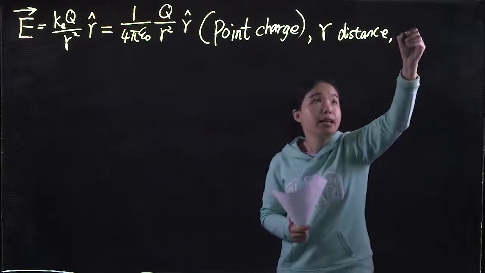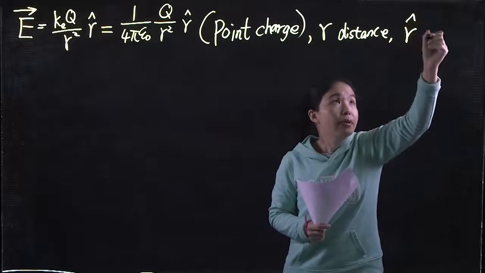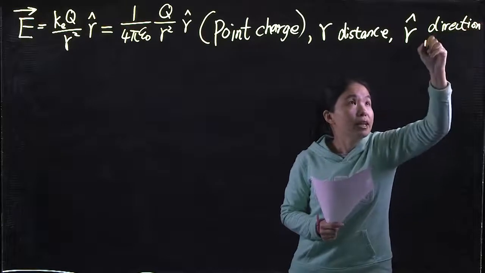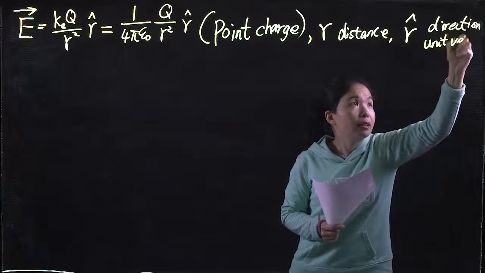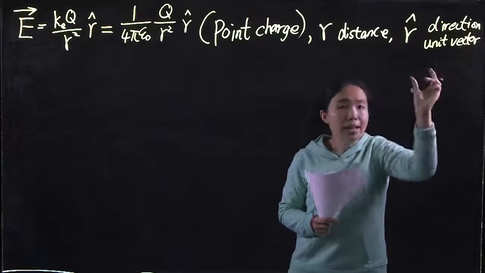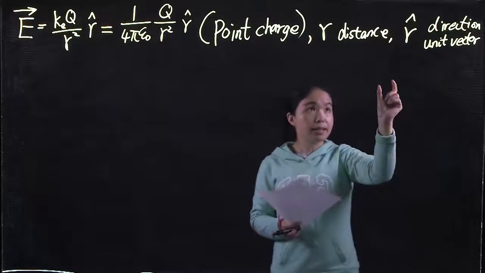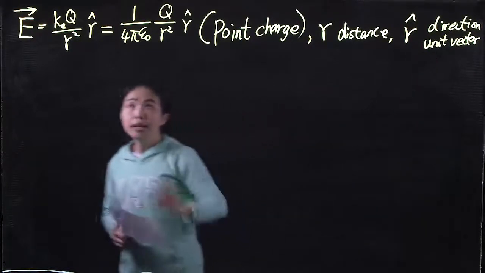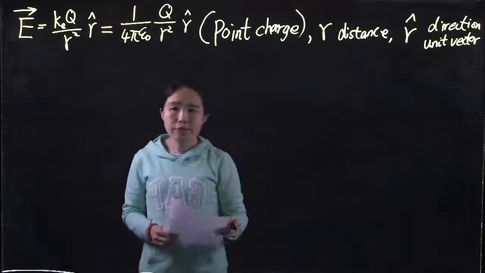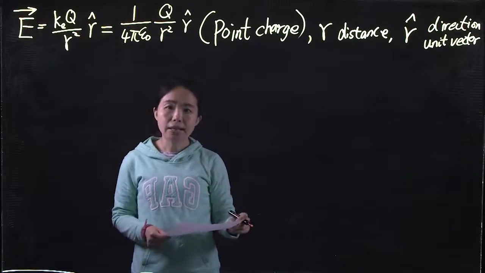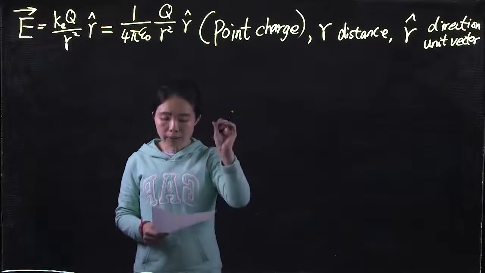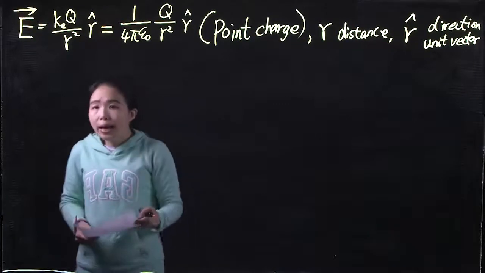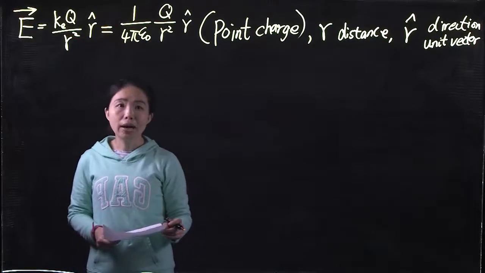R is the distance, and this R cap only represents the direction. That is a unit vector which has no length, or you can say it has a unit length equal to 1, and it only points in the direction. Okay? This is the equation which is very useful to calculate the E field due to one point charge. Okay? So what happens if you have more than one charge?